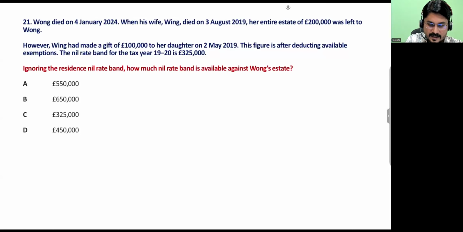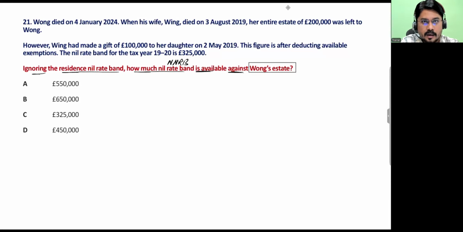In this question, the examiner is asking you, ignoring the residential nil rate band, how much normal nil rate band is available against Wong's estate. Remember the concept in IHT? Nil rate bands can also be transferred between spouses. So here is a person named Wong, and the examiner has asked you to calculate the total normal nil rate band which is available against Wong's estate.